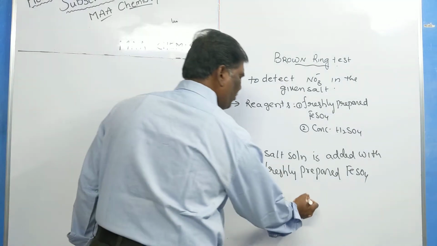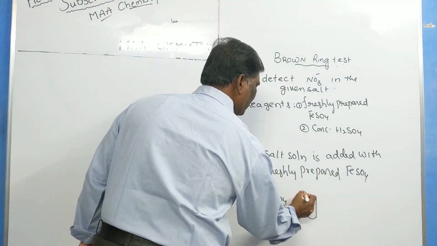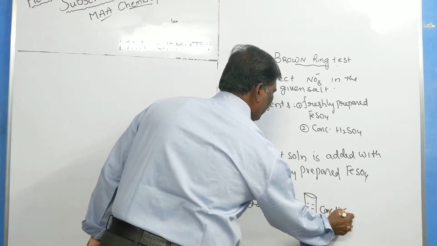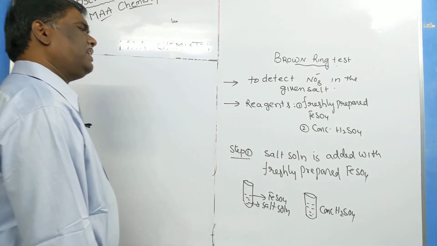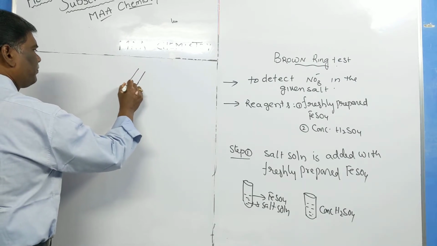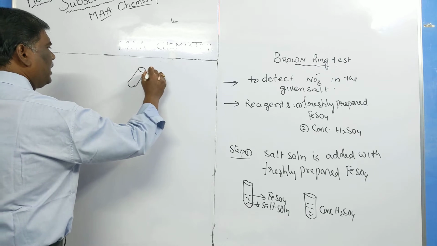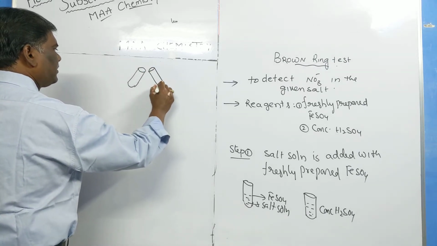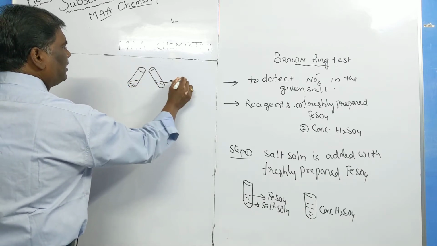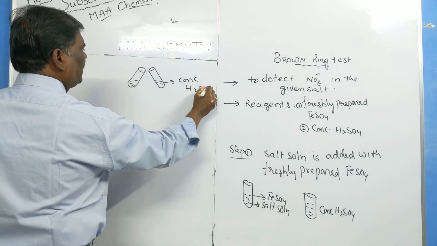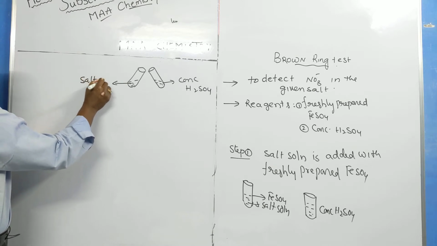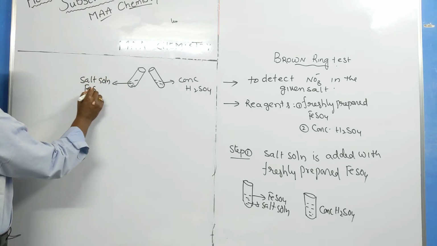Now to this we are taking what? Concentrated sulfuric acid is taken. These two are brought together by keeping the test tubes at an angle of 45 degrees. This is the test tube containing concentrated sulfuric acid, and this is the test tube containing salt solution added with ferrous sulfate.